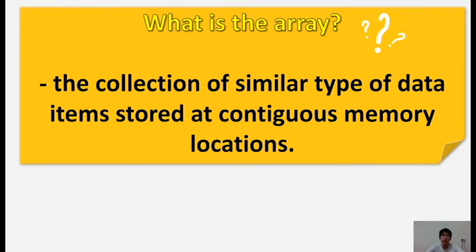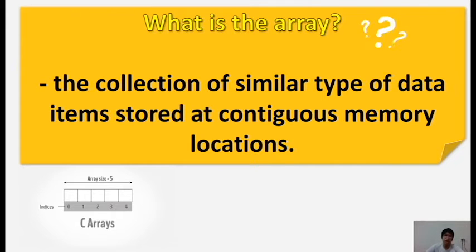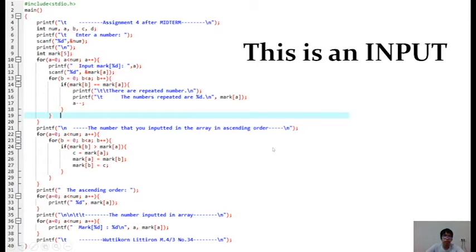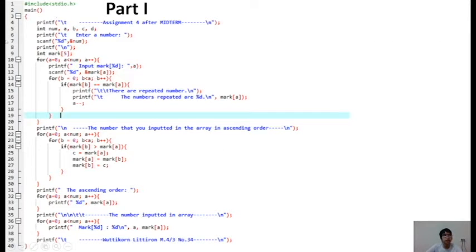It uses the array. What is the array? The array is the collection of similar types of data items stored at contiguous memory locations. This is an example of the array. This is a program. I will explain in part 1.